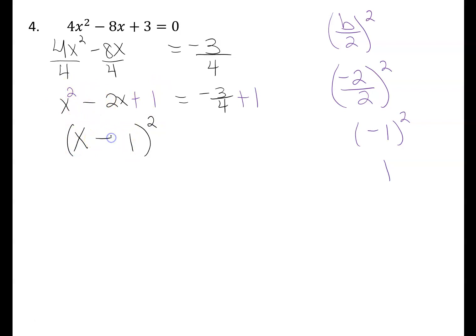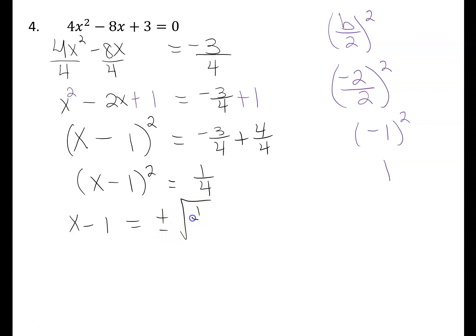The sign of b is negative. And on the right side, you may know what negative 3/4 plus 1 is right off the top of your head. If so, go ahead and write it. If you need to go through the steps of getting a common denominator, that 1 would become 4/4 because we want it to have a 4 on bottom. So then when we combine the numerators, negative 3 plus 4 is a positive 1. So 1/4 on the right side. Now we will square root both sides. Plus or minus square root of 1/4.